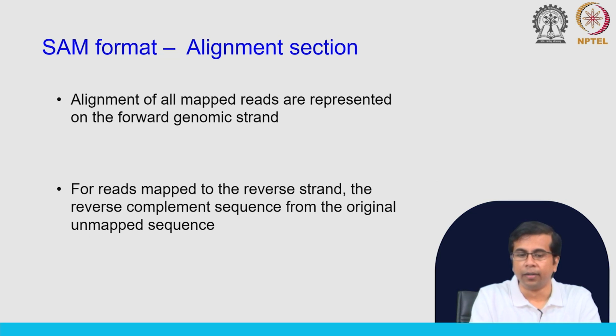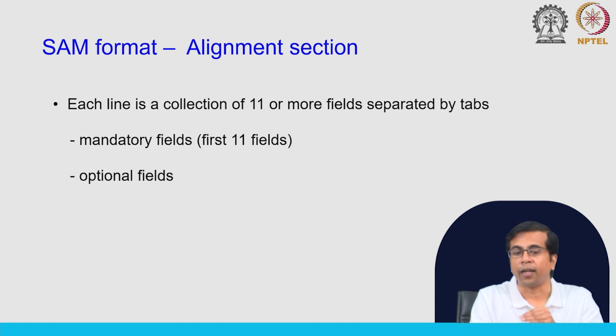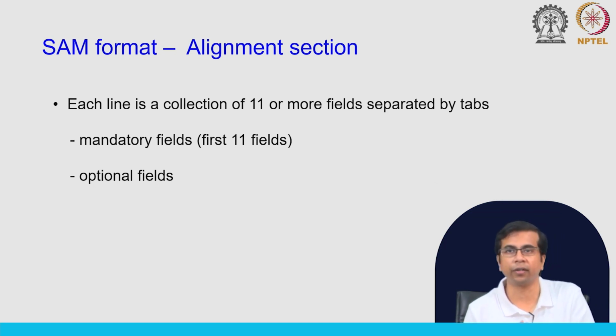As I said, each line contains the alignment of one read, and it is a collection of 11 or more fields. These are all separated by tabs. This information is important because if you are trying to process this file yourself, you will use this tab separation to get those fields.